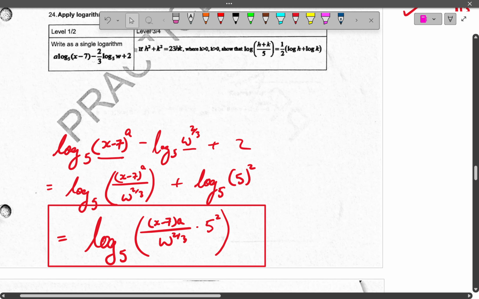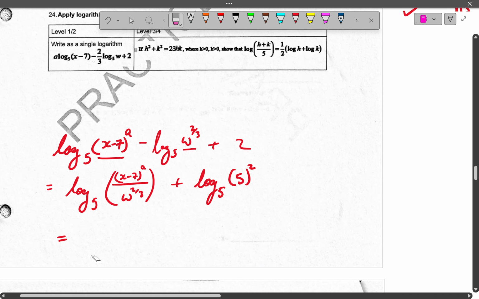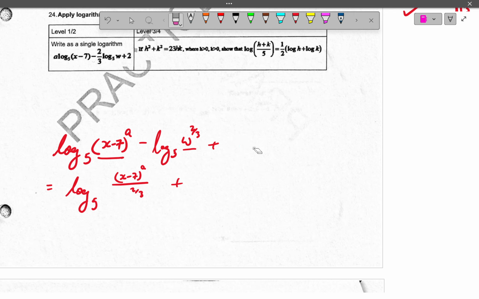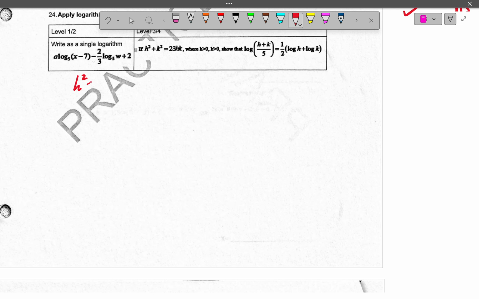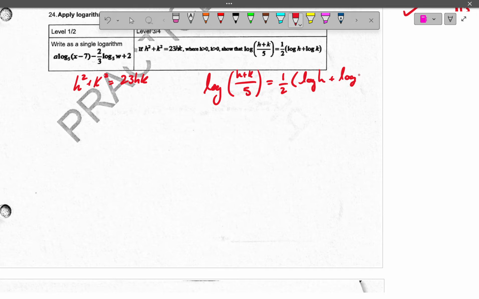And now we can move on to the second one, which is a bit trickier. It tells you that you have h squared plus k squared is equal to 23hk. And we want to show that the logarithm of (h plus k) over 5 is equal to half of the logarithm of h plus the logarithm of k.